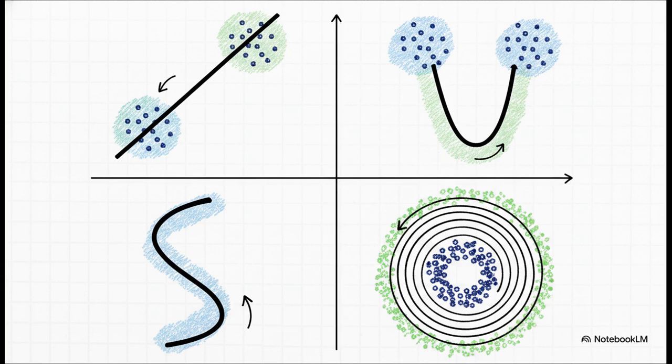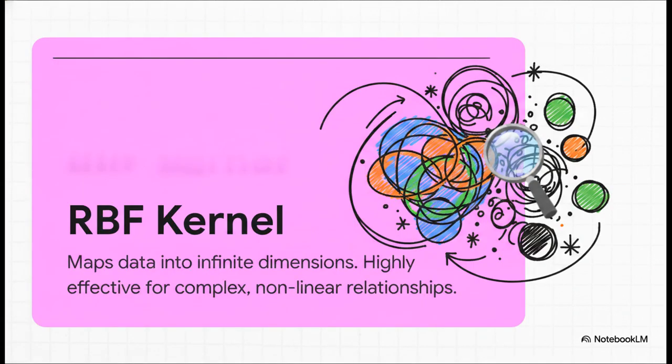To pull off this dimensional bending, SVMs rely on specific mathematical tools called kernels, and each one handles different types of spatial geometry. You've got the linear kernel for the straightforward stuff, the polynomial kernel for capturing curved relationships, the sigmoid kernel, which behaves a bit like a neural network, and then you have the heavy hitter. That heavy hitter is the radial basis function, or RBF kernel.